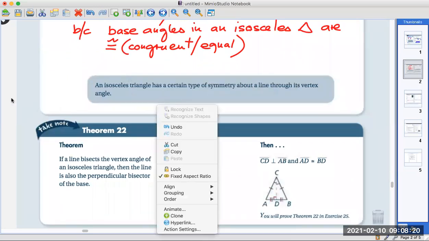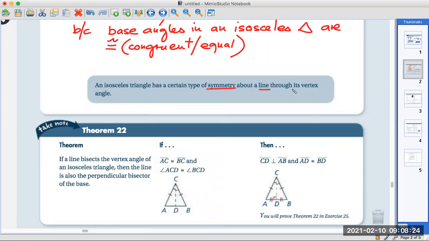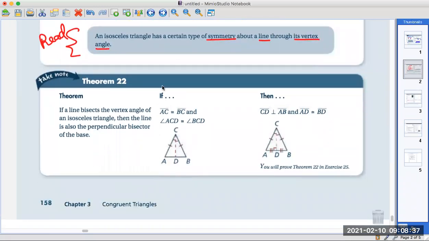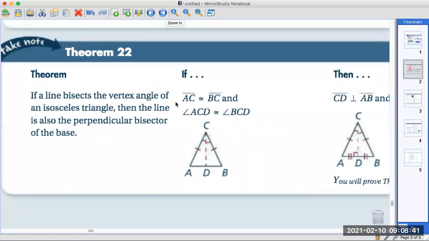An isosceles triangle has a certain type of symmetry about a line through its vertex angle. So now we have another theorem here. Here's the part you need to know. If a line bisects, cuts in half, bisecting is always cutting in half, the vertex angle of an isosceles triangle. So here's the vertex angle. Since these sides are equal, this is your vertex angle. Notice this line, it's a dotted line, cuts this angle in half. So you got two equal angles, left and right of that line.